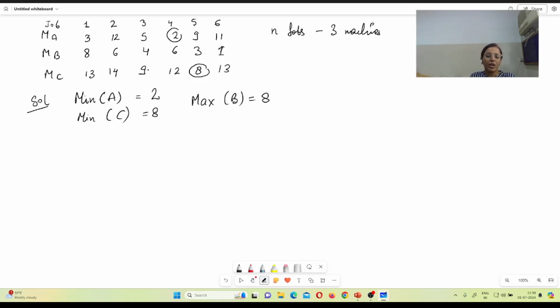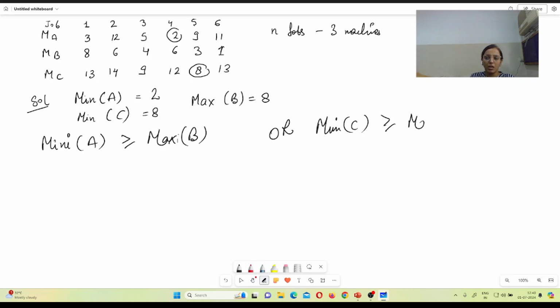Now we have to use the condition which we have just discussed. What is the condition in that? The first point is to find the minimum value of A. It should be greater than or equal to the maximum value of machine B. Is this condition satisfied or not? You have to find out. The second condition given to us is that the minimum value in machine C should be greater than or equal to the maximum value in machine B.